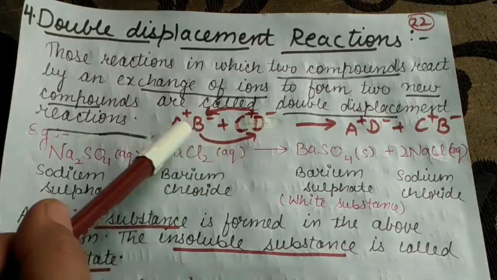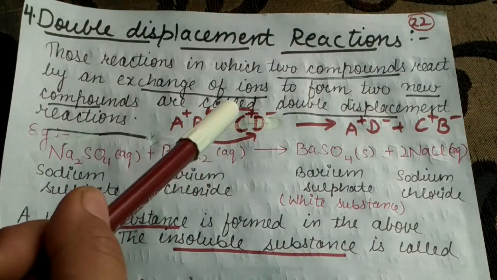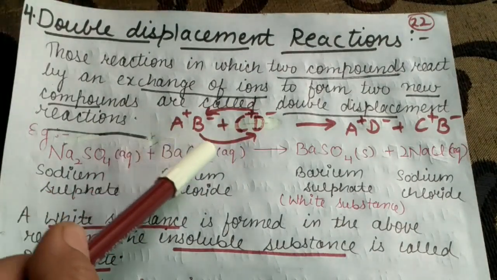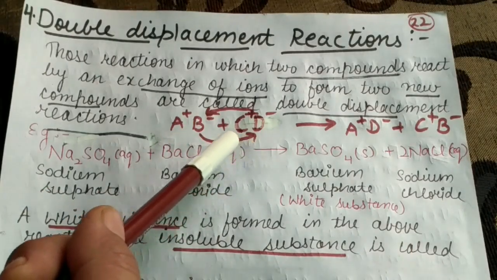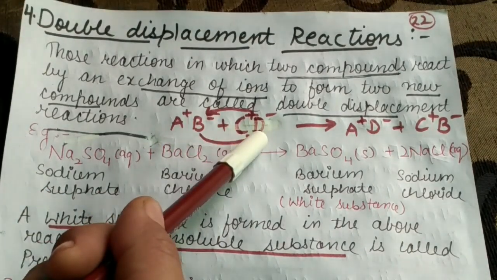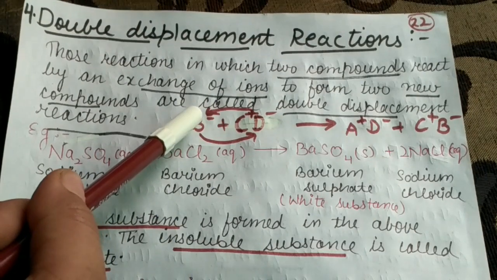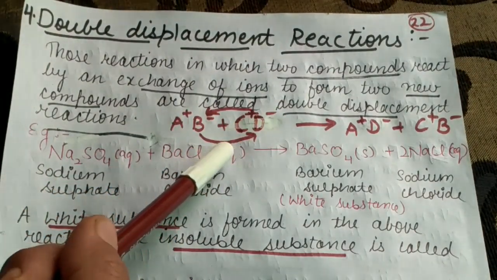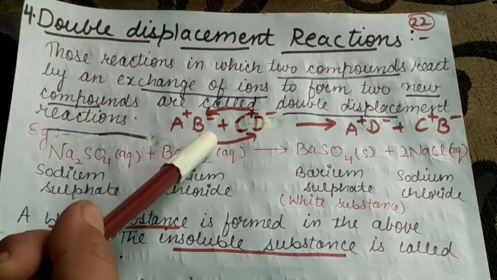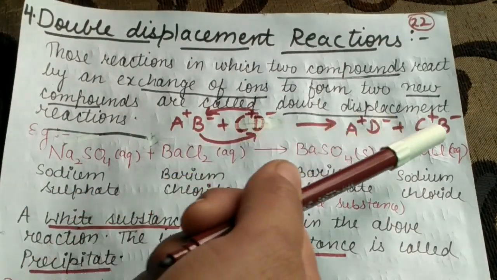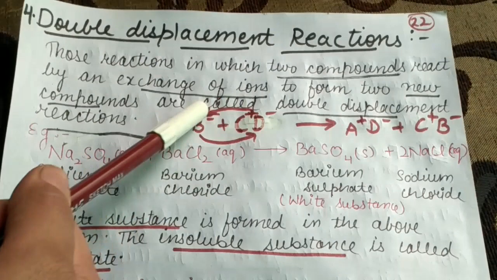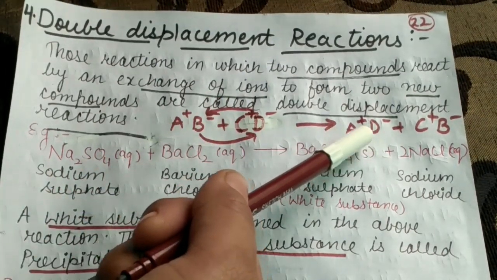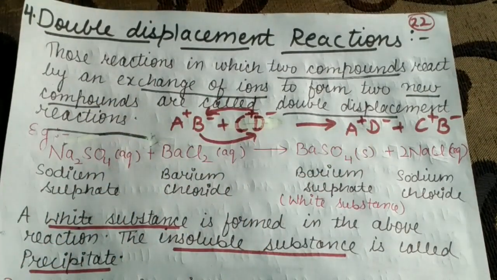So basically, beta, the cations can also exchange, the anions can also exchange. Here I have shown you that the anions are exchanging. B will take the place of D and D will come in place of B. So this is the exchange of ions. If B goes at the place of D, CB is formed, and D comes at the place of B, then AD is formed. So I think the definition is clear to you.